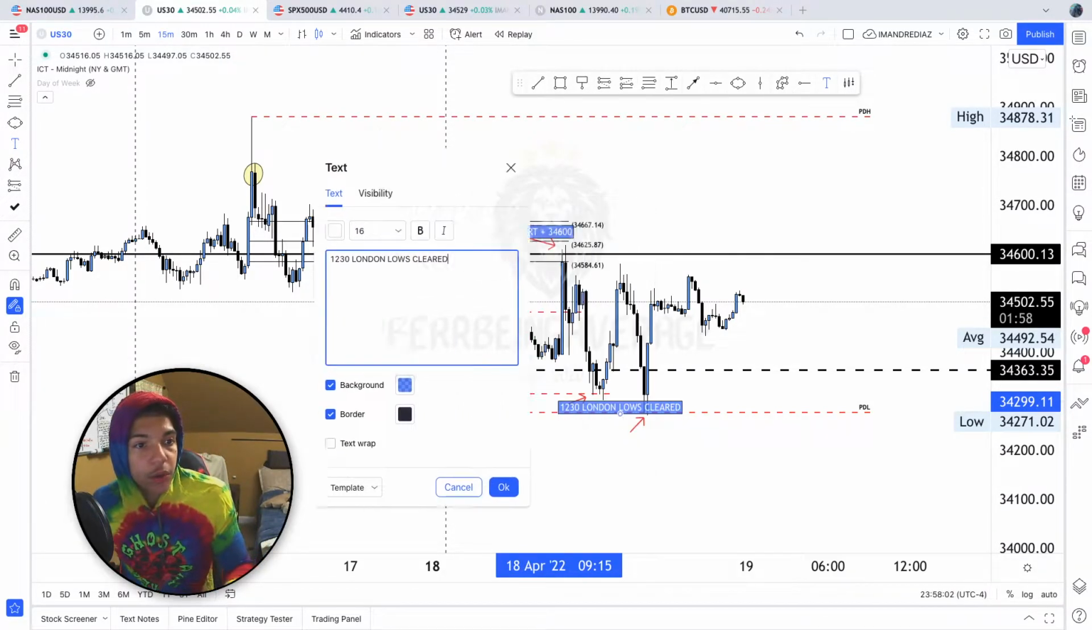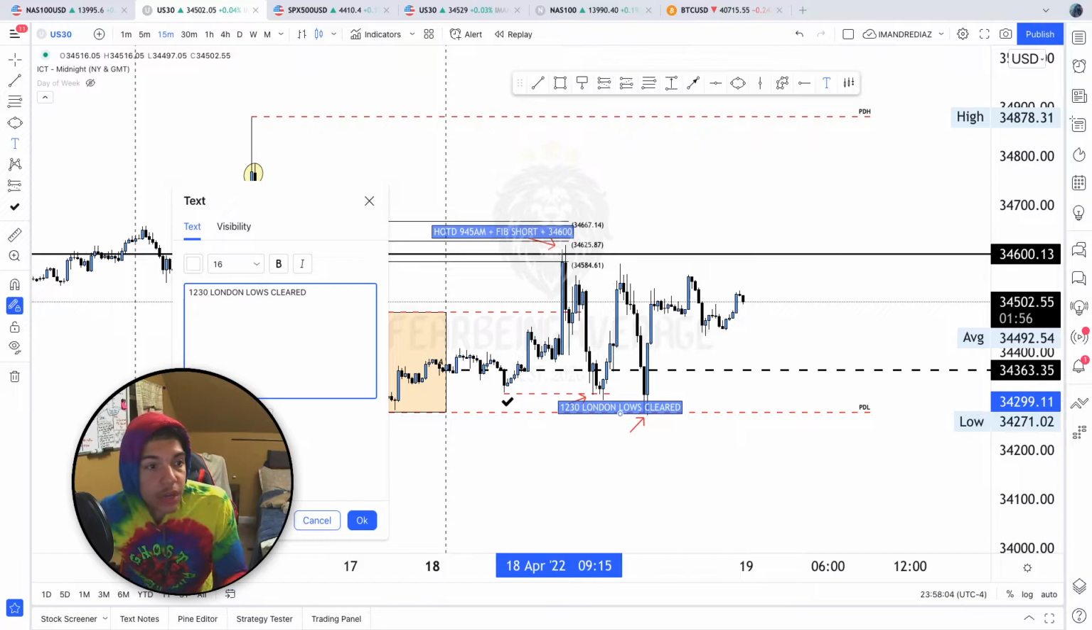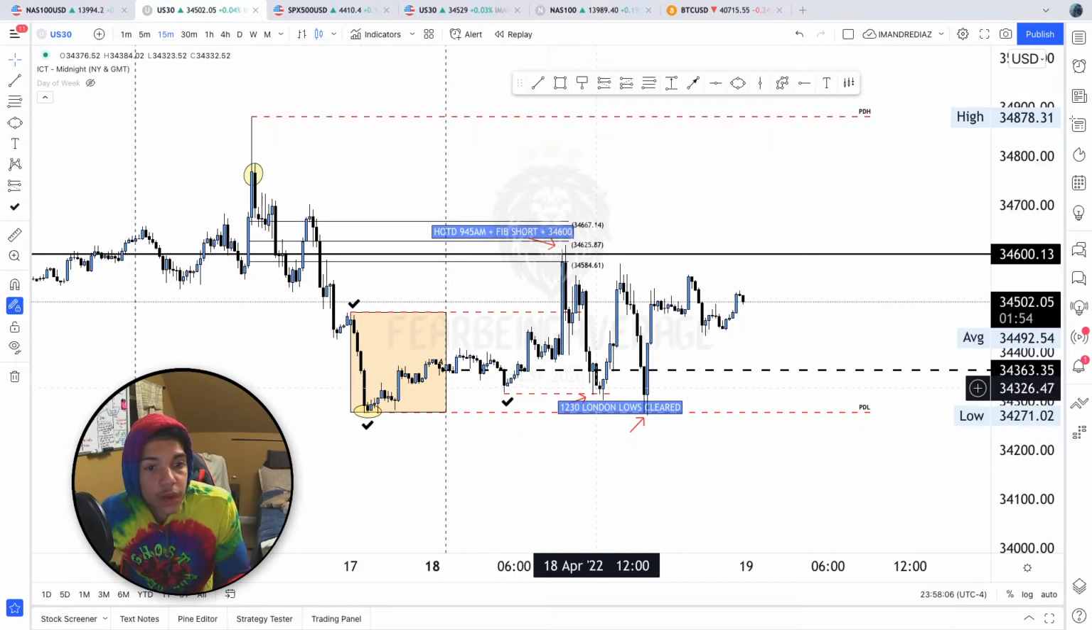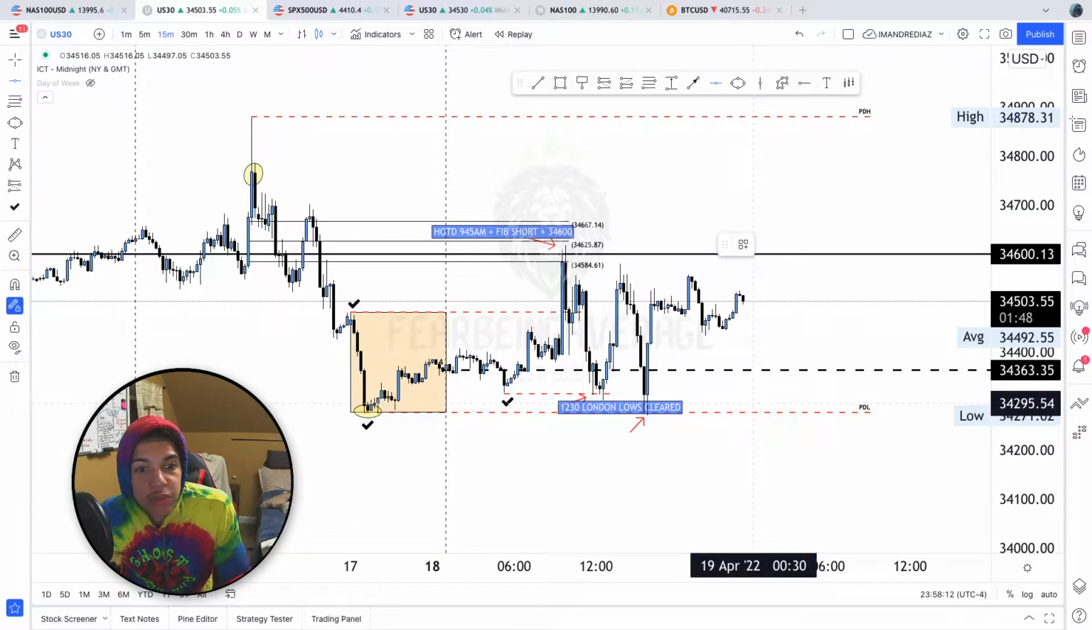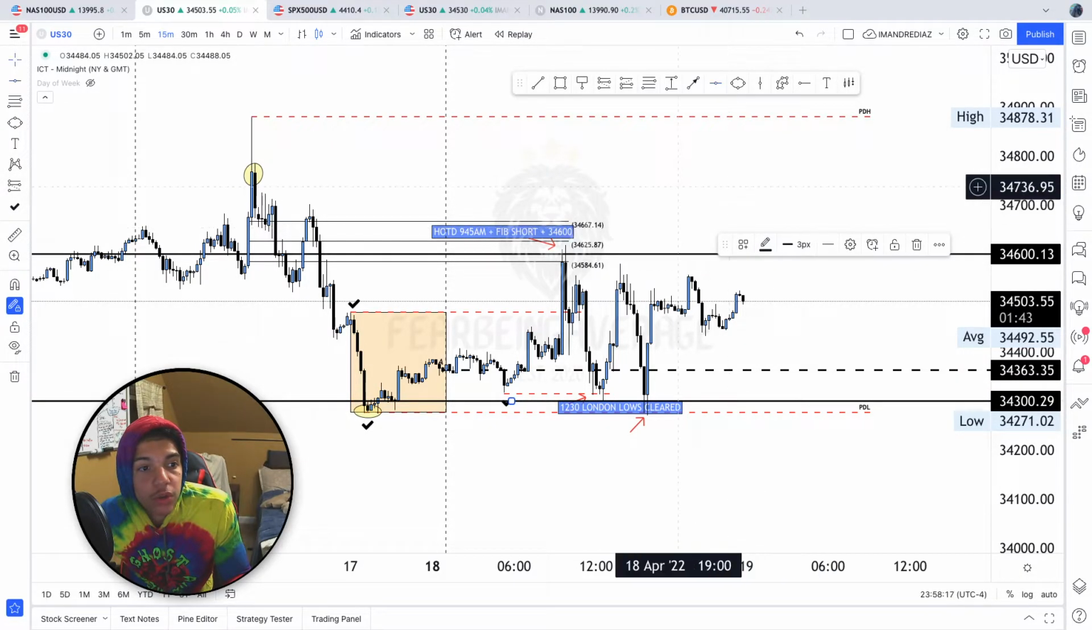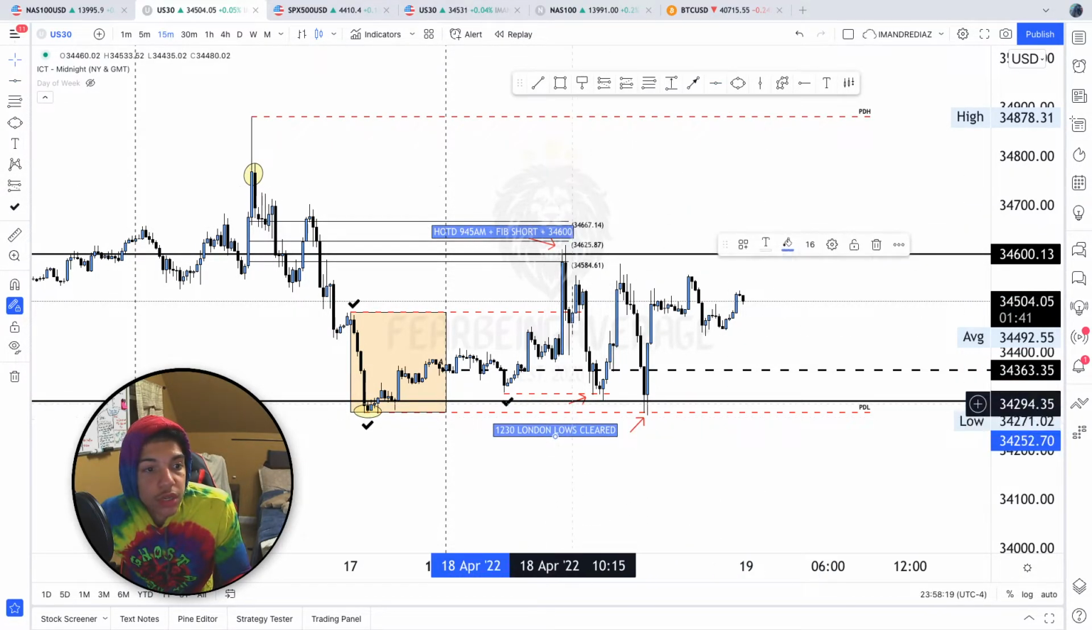And then from here, what happened? Price overall expanded to the top side. And at what level did this take place? 34,300. It doesn't look like it tapped right into it, but it was off by maybe 1 point or so. Nonetheless, I'm still going to use that as a confirmation.